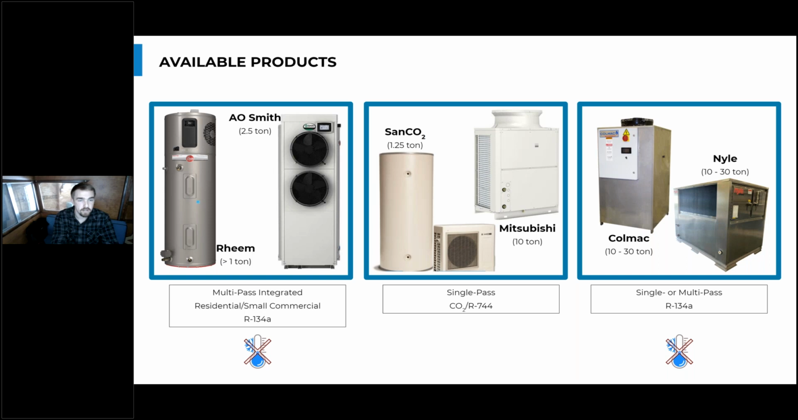So the Sanko 2 and the Mitsubishi pictured here are both designed so you can just put them directly on the roof, and then you can plumb the water in and out of the heat pump and to storage tanks in the mechanical room. So really convenient for rooftop or outside installations where you don't have that garage or buffer space that you can put our third category into, which is a single or multi-pass R134A heat pump.